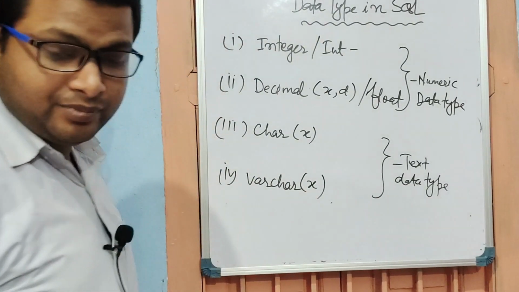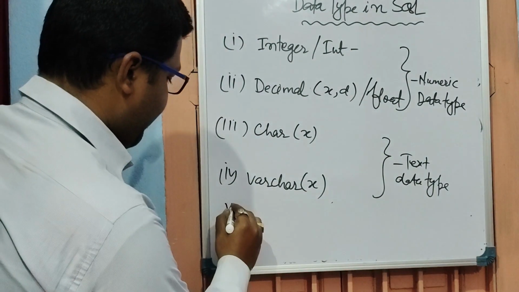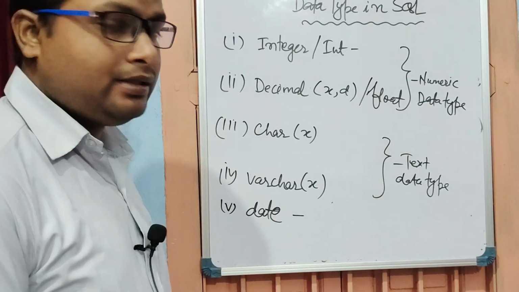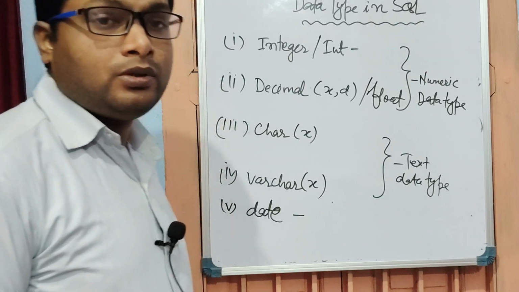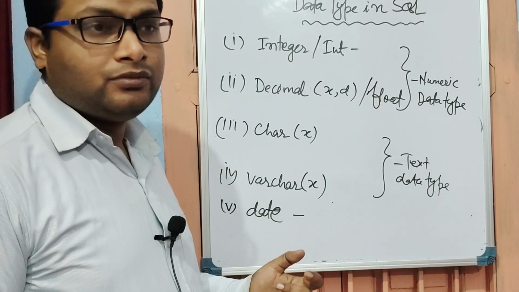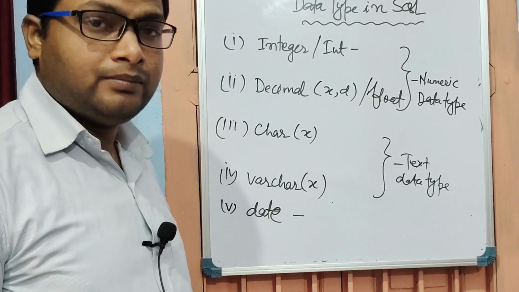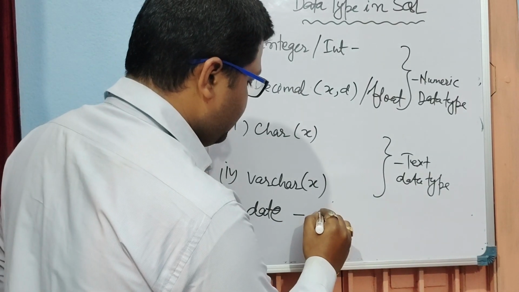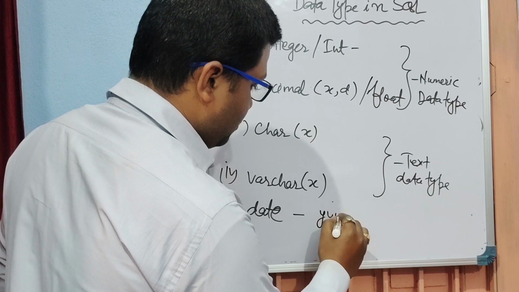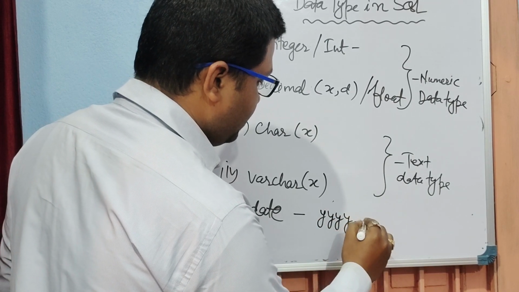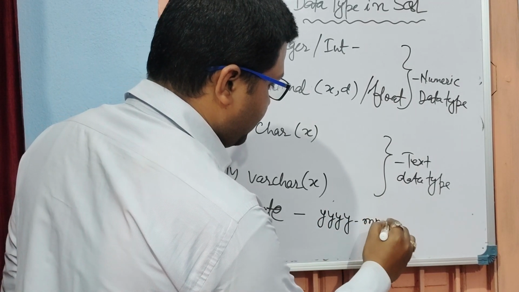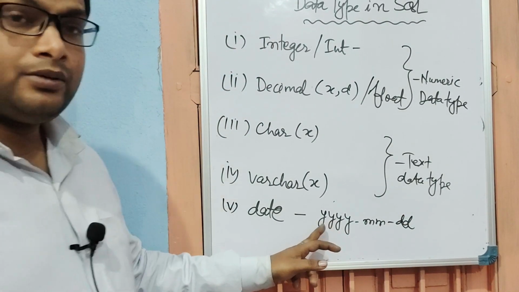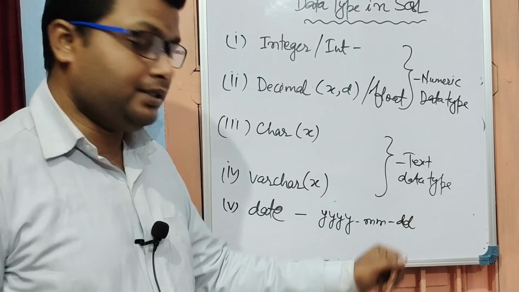Now the next data type is date. Date is used to store date data, for example date of birth, date of joining. But in the format YYYY-MM-DD. You have to keep in mind the format should be YYYY-MM-DD.